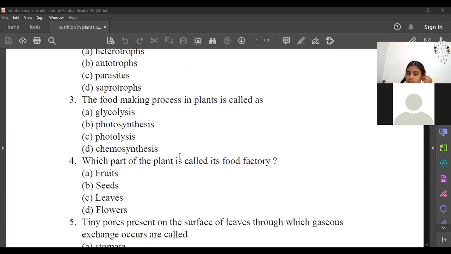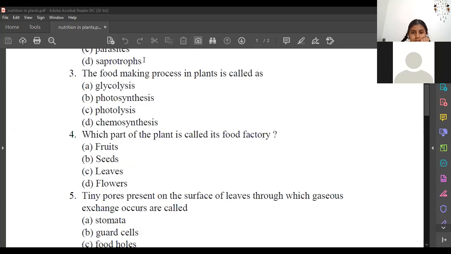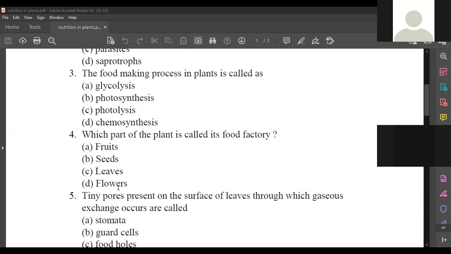Which part of the plant is called the food factory? I'll call you one by one, don't worry. What is the answer for the fourth question? Leaves. Which part of the plant is called the food factory? Leaves, right? Yes, sir.